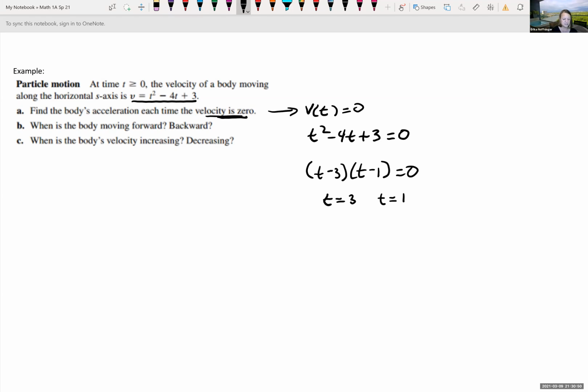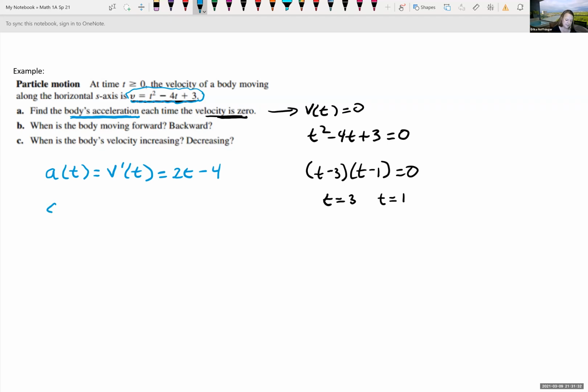Going back to the question, though, it says find the body's acceleration each time the velocity is 0. So we need to go back in and figure out what is the body's acceleration. Well, we know acceleration is the same thing as the derivative of the velocity function. So a sub t is going to equal the derivative of our velocity. So the derivative of this function, derivative of t squared is just 2t, minus the derivative of 4t is just 4, plus the derivative of 3 is 0.